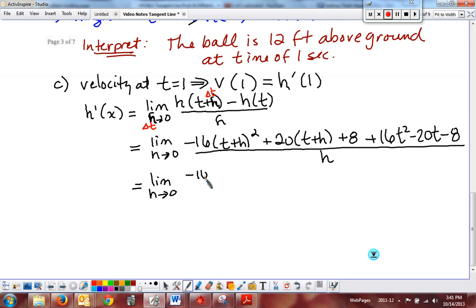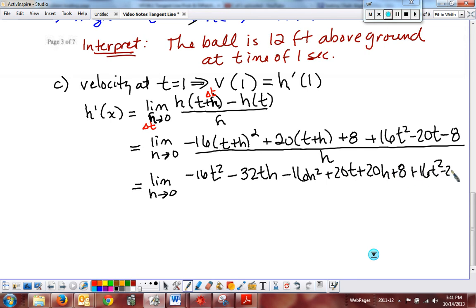So we would have negative 16t squared minus 32th minus 16h squared plus 20t plus 20h plus 8 plus 16t squared, bring everything else down, minus 8 all over h. We've done this correctly. We look for things that cancel. 16t squared will go. You have a plus 20 and a minus 20, a minus 8. Oops, go back down here. A minus 8 and a plus 8.